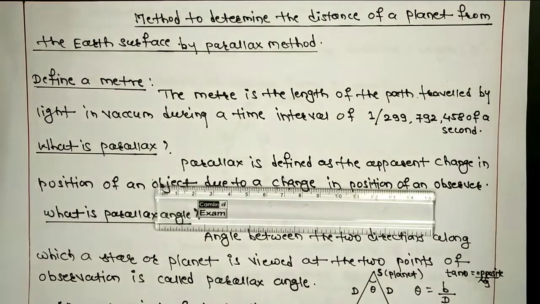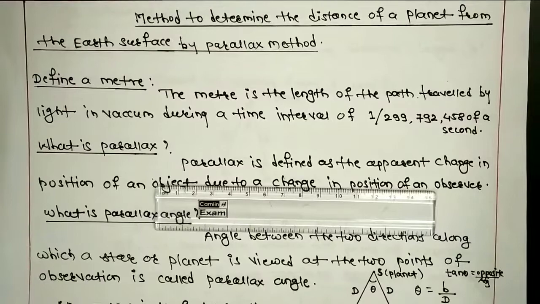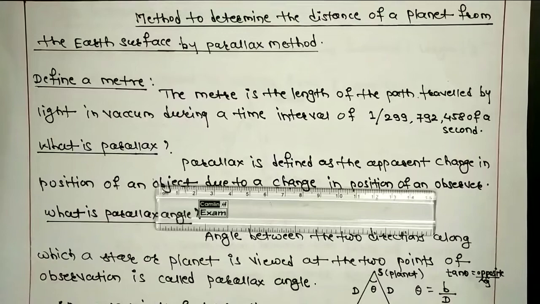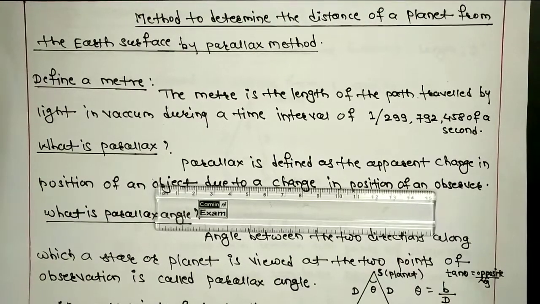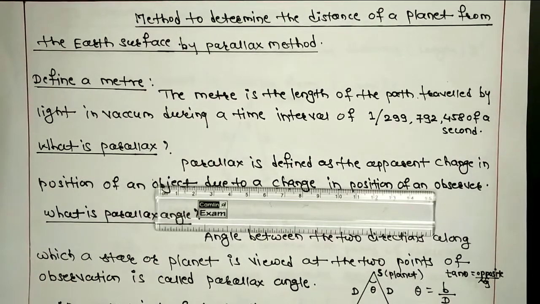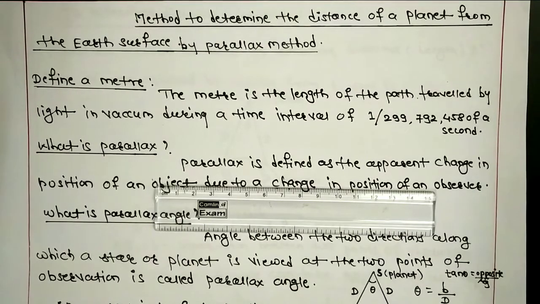So next we will see measurement of length. As we know, the SI unit of length is meter. By definition, a meter is the length of the path travelled by light in vacuum during a time interval of 1 upon 299,792,458 of a second. Here 299,792,458 is the speed of light in meter per second, that is approximately 3 into 10 raised to power 8 meter per second.